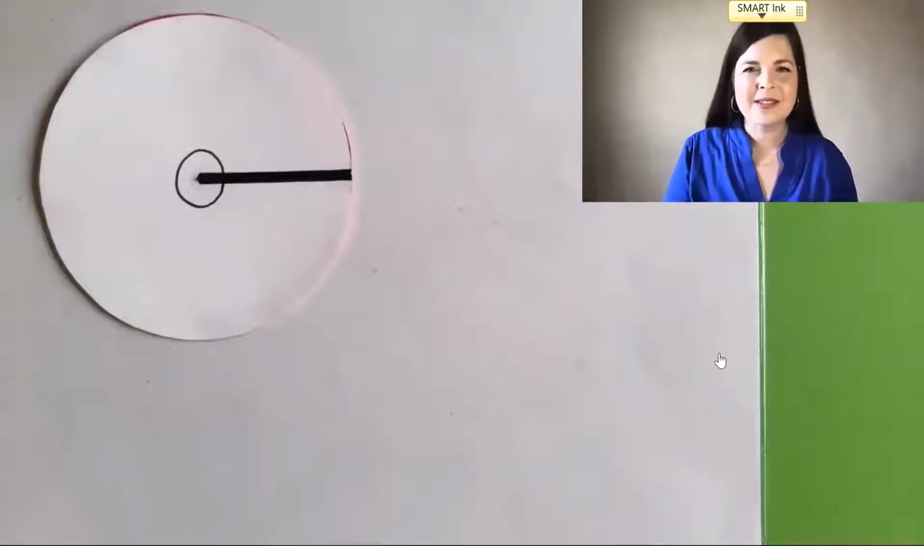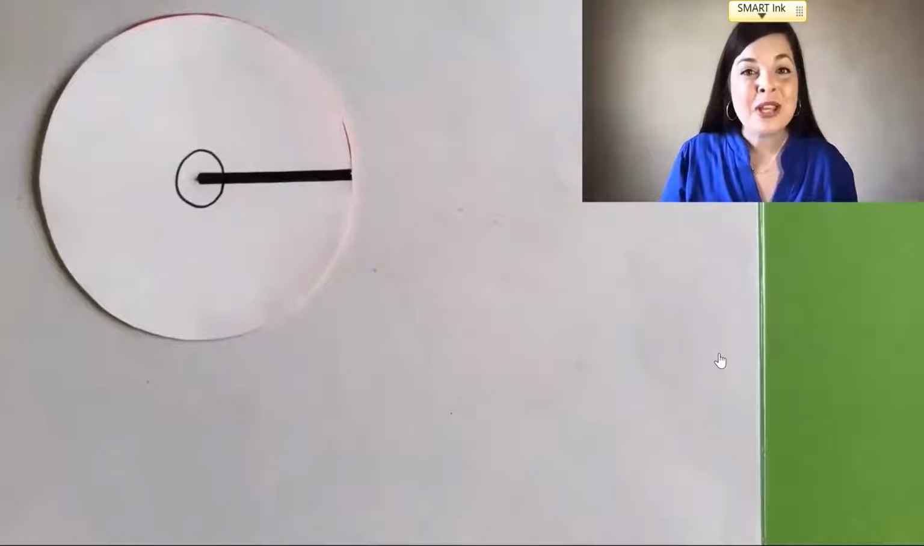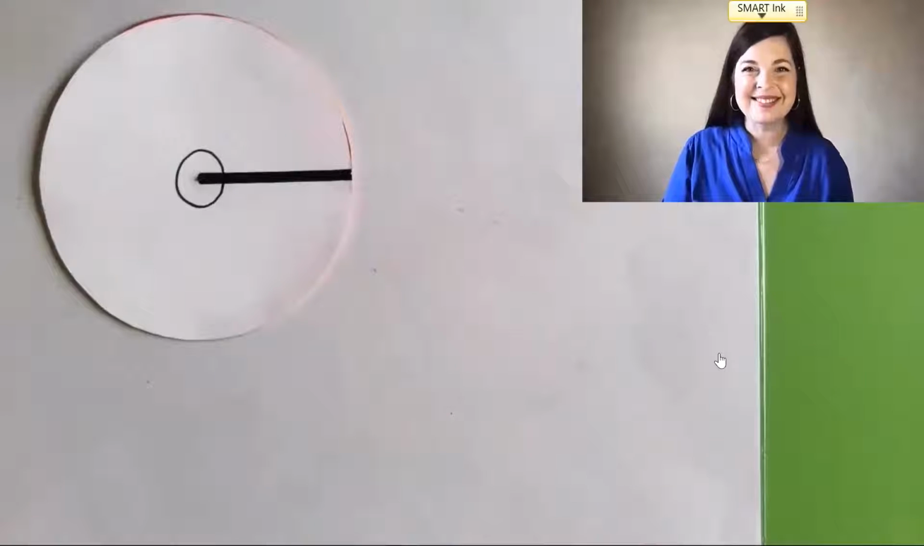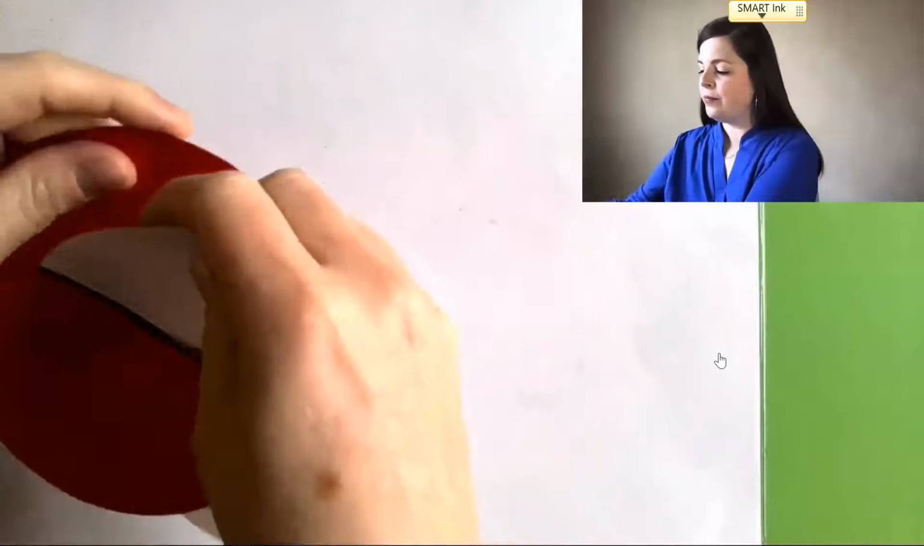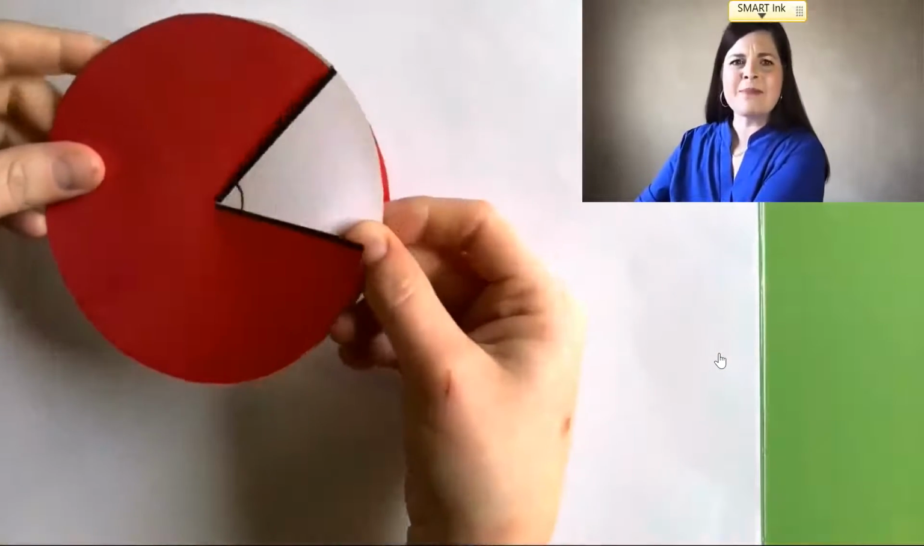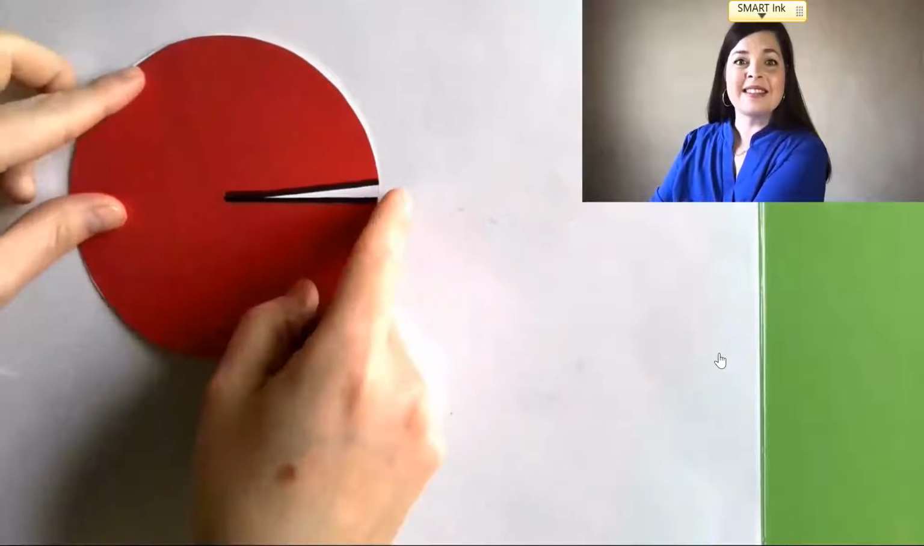Now think about this. How many hundredth turns would be in a full turn? Or how many hundredths could we cut from a full circle? Right, 100. Show me what you think 1/100th of a circle would look like. I was thinking 1/100th of a circle would be pretty small. Smaller, maybe something like that.